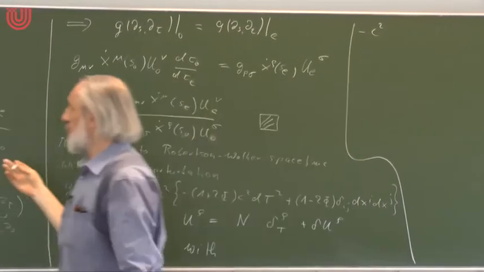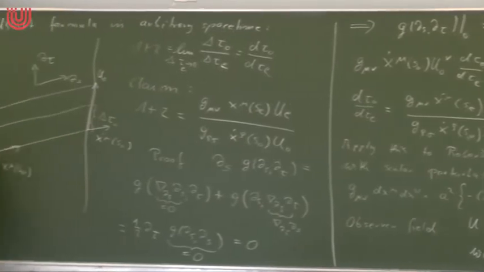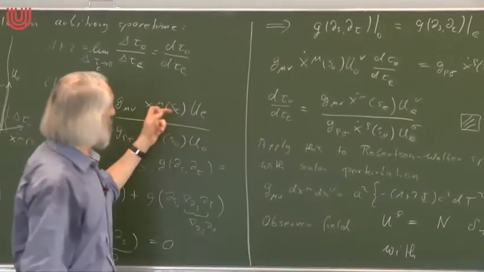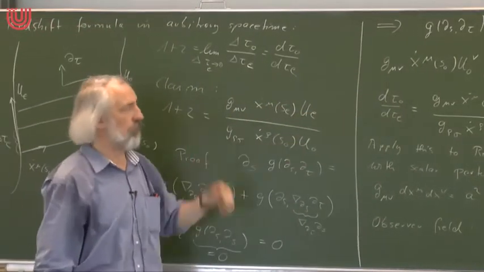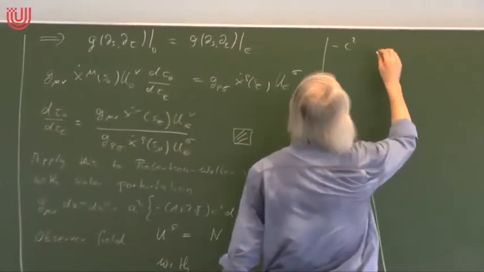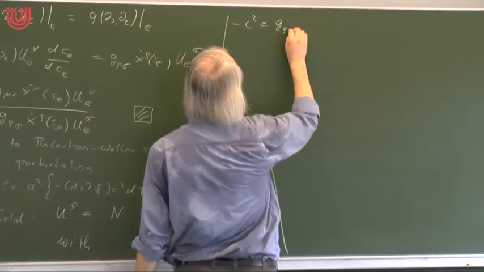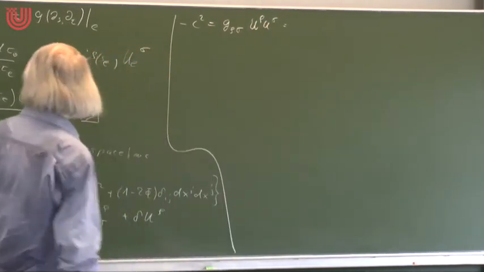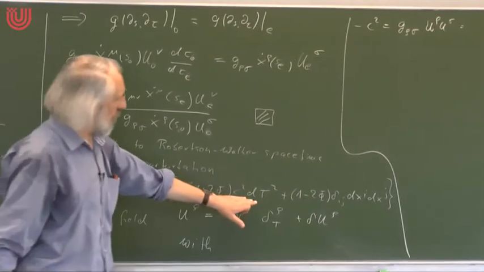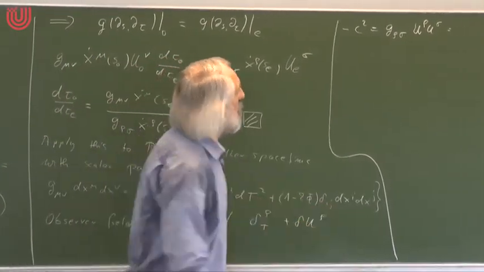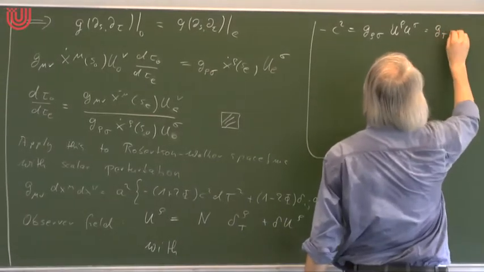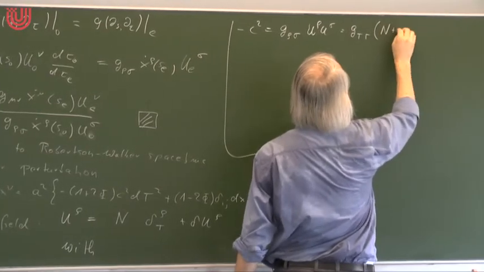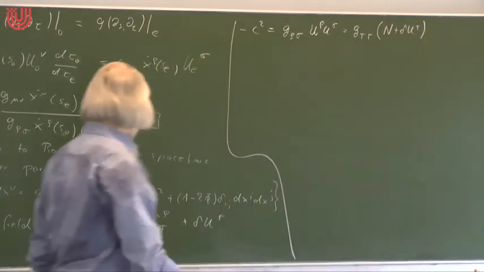Actually, we have used this here, right? Otherwise, it wouldn't be proper time, which is associated with this observer field. So this formula only works if these things are normalized, because we have used this in the derivation. So minus c squared should be g_rho sigma u^rho u^sigma. What is this? Our metric is diagonal, so we have no mixed term. We only have a tt term and an ij term. So this is g_tt times (n plus delta u^t), from this formula here.